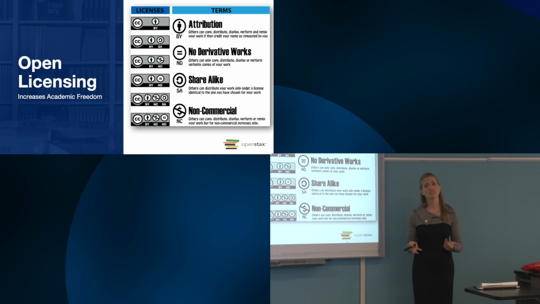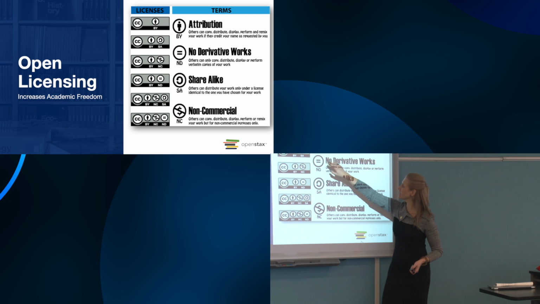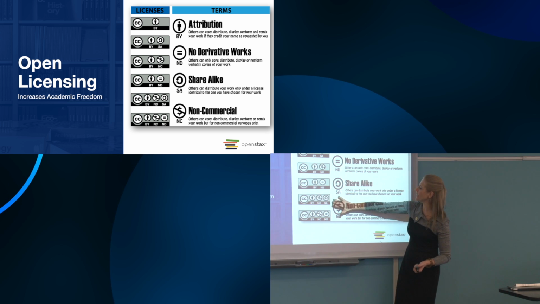Most of us accomplish this through open licenses, through Creative Commons. And so at Rice University, when we're publishing stuff, we tend to use CC BY and CC BY-NC-SA.